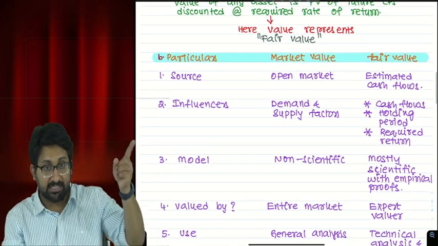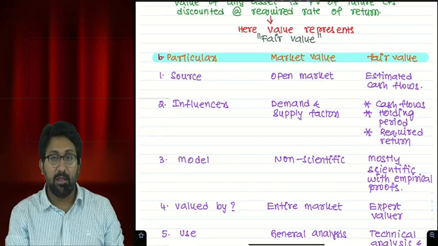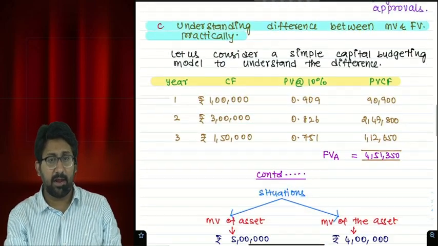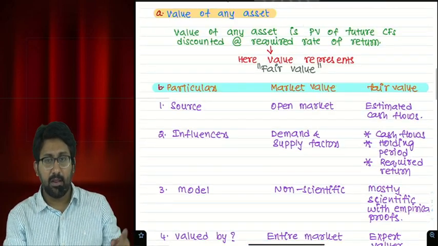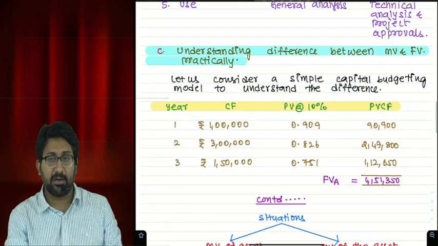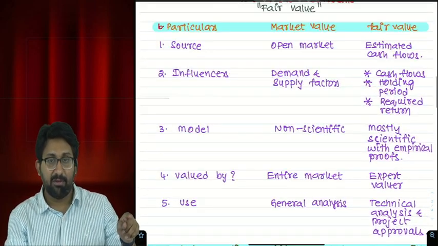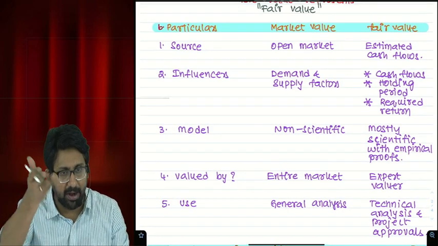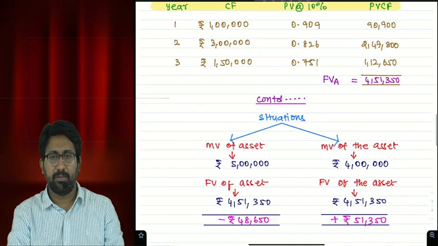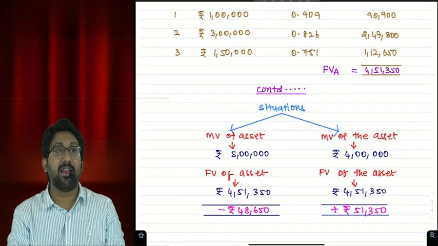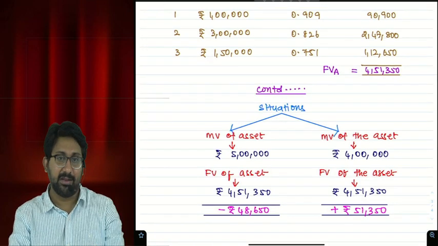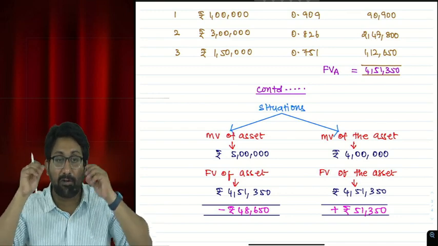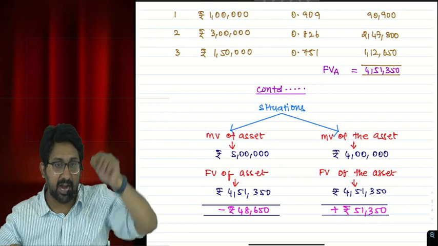Cash flows, second column. Holding period 3 years, required return 10%. Those factors will give the fair value. But market value is influenced by manufacturing cost, demand and supply factors. Market value analysis you will not do here, you will do it in costing. Whether it is the correct market price or not, we will do in standard costing.